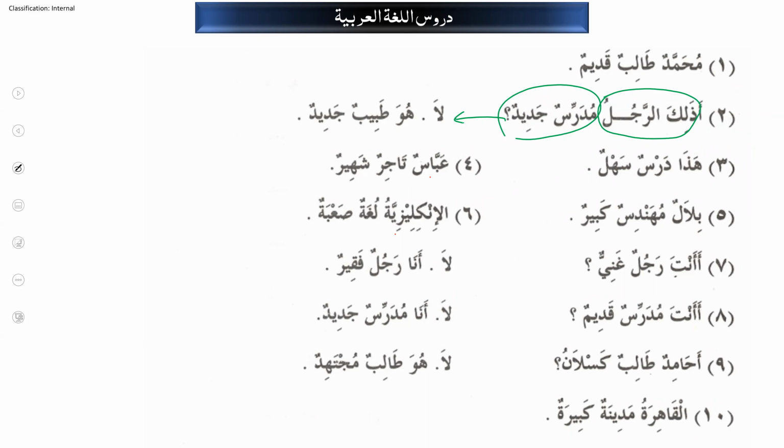Fa'ilun: Abbasun, Tajirun, Shahirun. He is a very famous merchant.